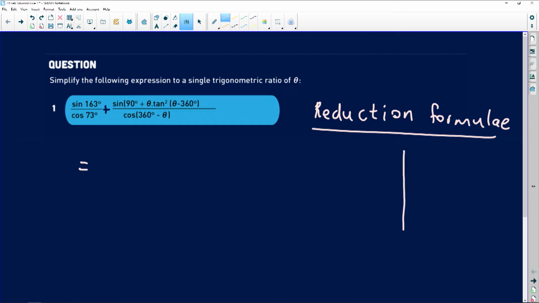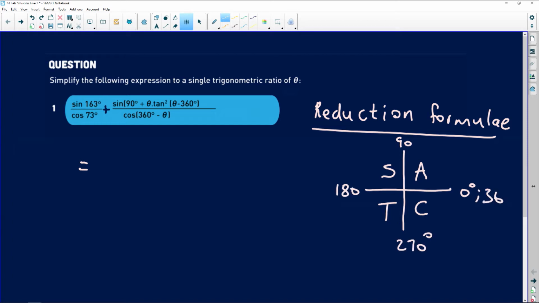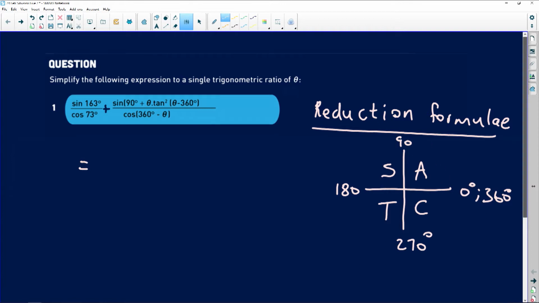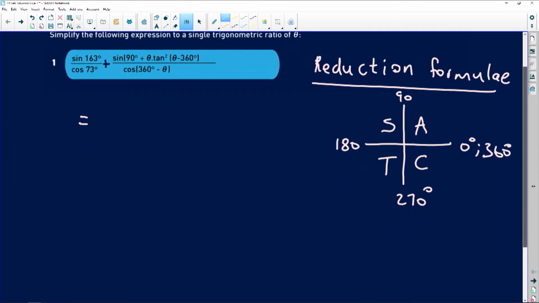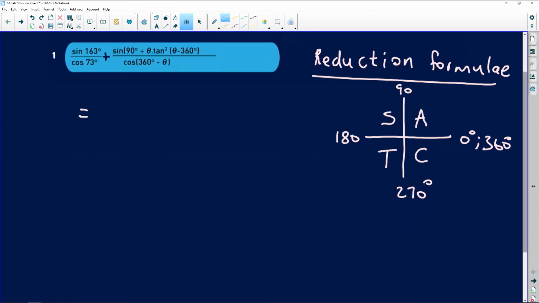First of all, you need to know your 4 quadrants. You need to know that in the 4th quadrant, cos is positive. In the 1st quadrant, all ratios are positive. Then here, sine is positive, and then tan is positive. You also need to know that we've got 0 degrees, 90 degrees, 180 degrees, 270 degrees, and then 360 degrees. With this, you are able to do a lot of very interesting simplifications of what we are currently working on.